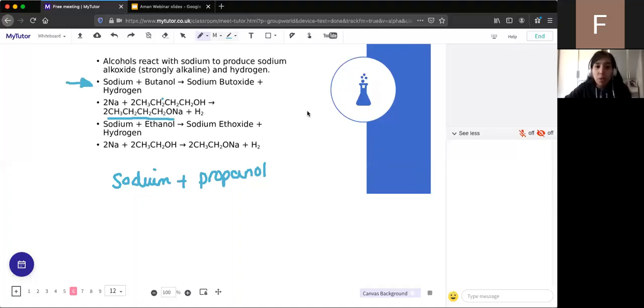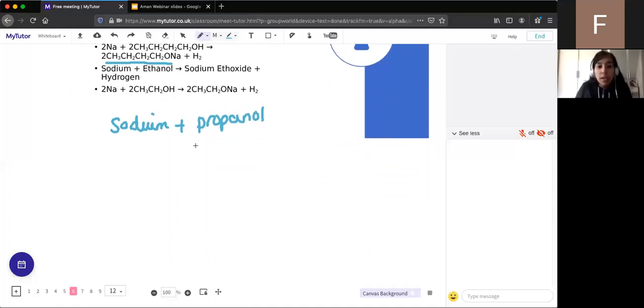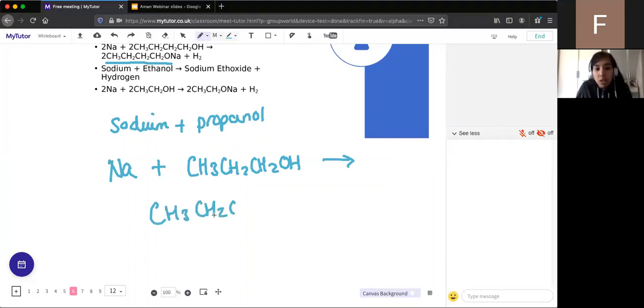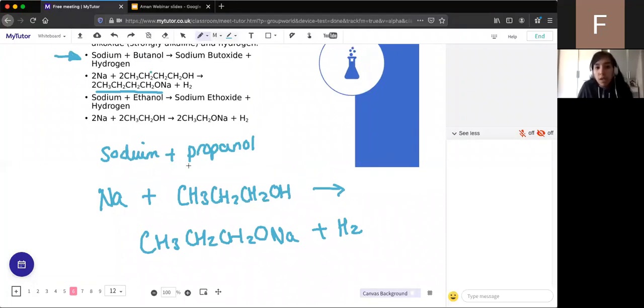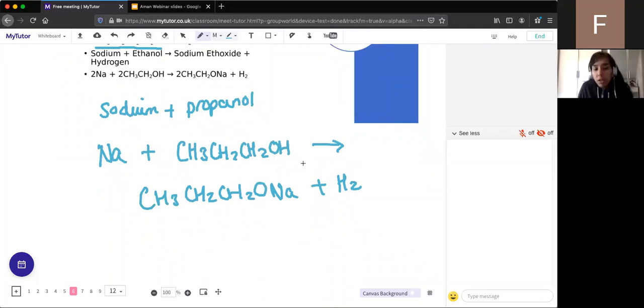Sodium propoxide plus hydrogen. And if you're wondering how to write that, we would do sodium reacting with propanol, which is CH3, CH2, CH2OH. It will then produce sodium propoxide, which, as I said, is CH3, CH2, CH2O, and this H here is replaced with an Na, and then hydrogen. And they all pretty much follow the same suit. So you're just going to put 2's in front of everything. And the reason for that is because of the hydrogens and balancing those out.